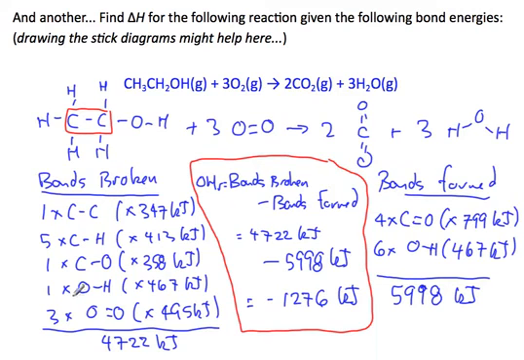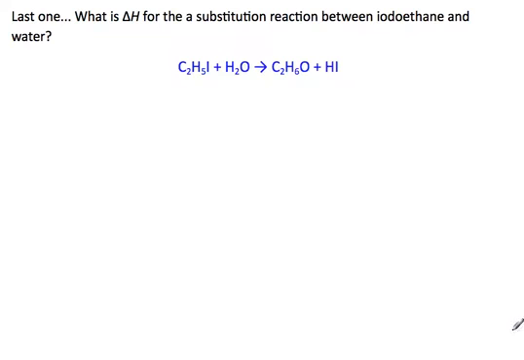But all I've done here is looked at all of the bonds just in the bond breaking side of things, and centered those out and calculated a delta H for the bond breaking component. Remember, this is delta H for bonds broken. And here I have a delta H for bonds formed. And then I just do the subtraction, and that works just fine. Let's look at one more example.